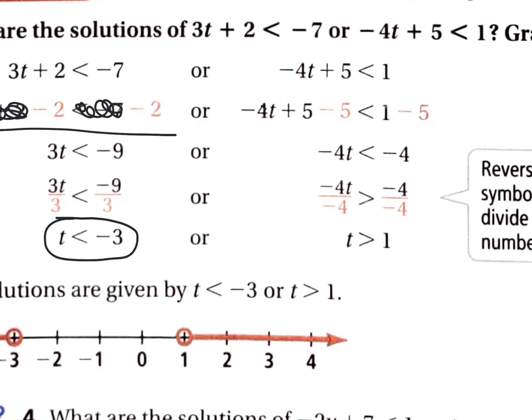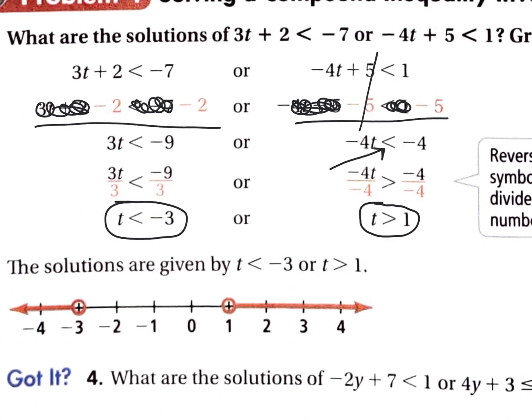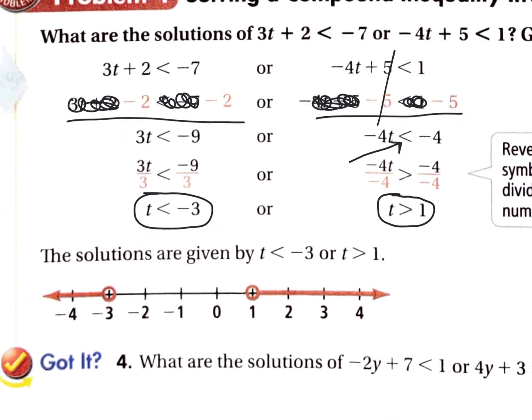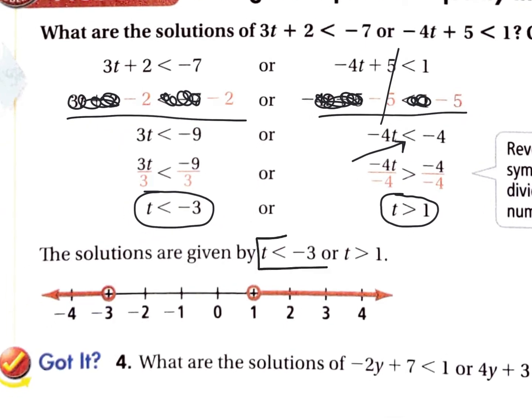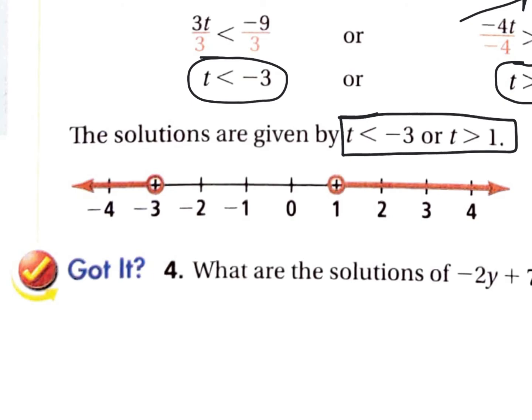On the other one, they're adding, so we can subtract 5. And then they're multiplying, so we can divide. Now watch this. It was less than. When you divide by a negative, that's going to switch your sign around. Notice it becomes greater than. So t is greater than 1. So t is less than -3 or t is greater than 1 would be our solution there. And then when we graph that, we could graph that on the number line. Open circle at -3 going to the left, open circle at 1 going to the right.